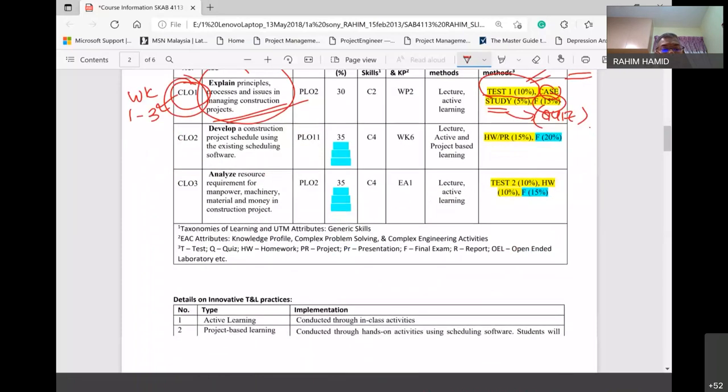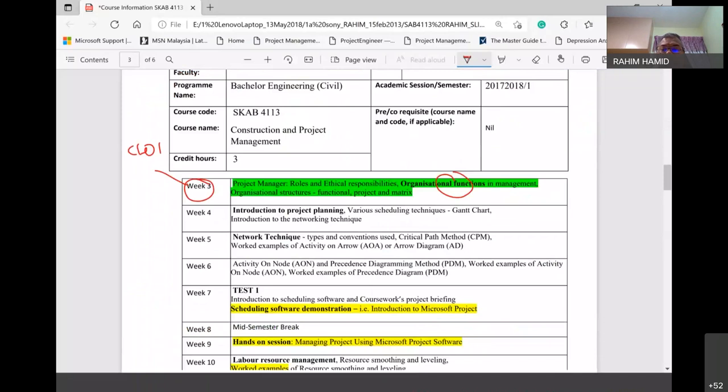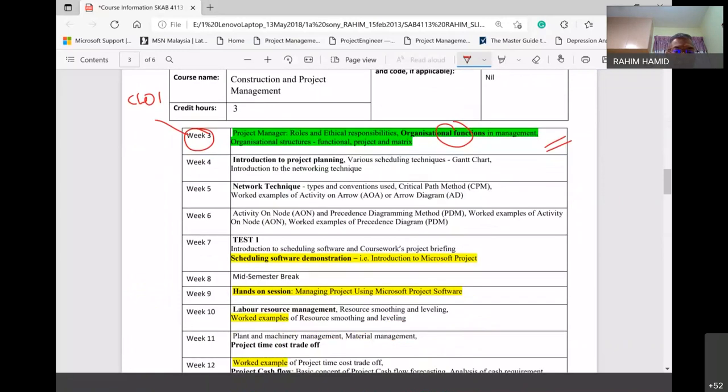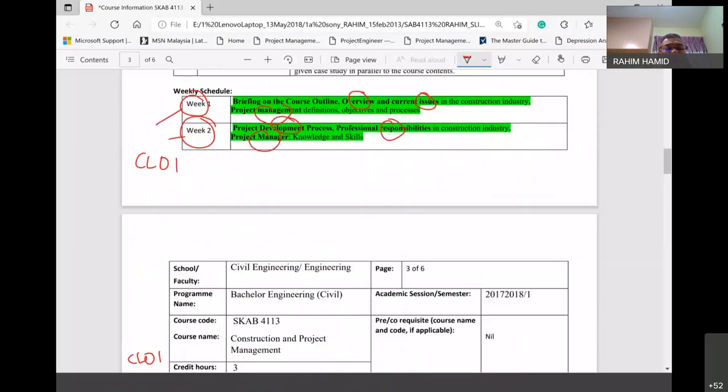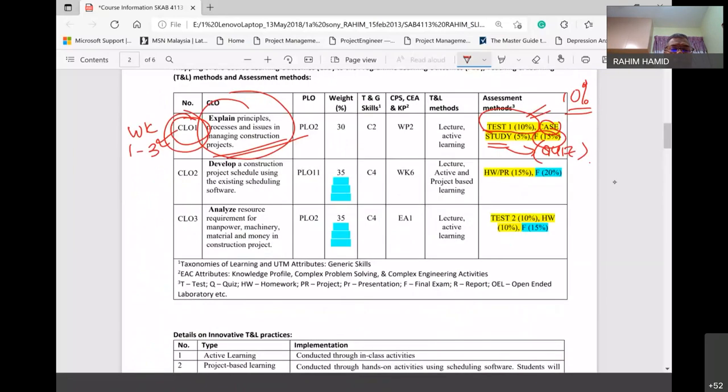Then remember, CLO1 is basically for week number one until number three. And then we go into week number four, until, where is it, until week number nine, okay? So a big portion of our class in the middle of the semester, from week number four and encroaching into after the semester break perhaps, because it depends on how fast we can go, is basically dedicated to CLO2. So what is CLO2? CLO2 is about planning and scheduling. Okay, project planning and scheduling.